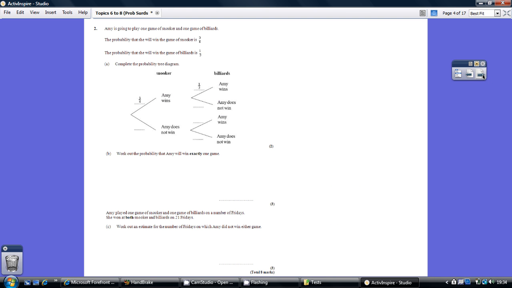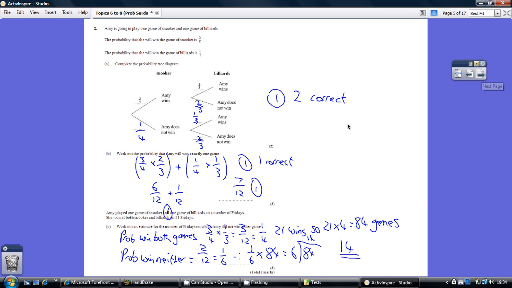Question 2. Okay, right, remember, question 2 answer. The sort of crocodile mouth, they have to add up to a whole. So the chance of Amy winning is 3/4, not winning is the rest, that's a quarter. Same here, 1/3 and 2/3. Now work out the probability she wins exactly one game.